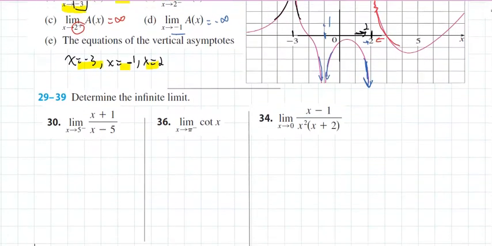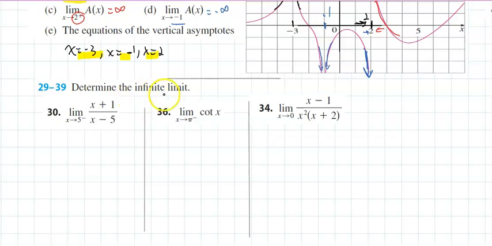Now I want to look at the last problems. It says determine the infinite limits. I do want to look at a table, and then I want to point out with a graph really quick. I don't think I'm going to have time to do all of those. At least 30 and 36 are a must.